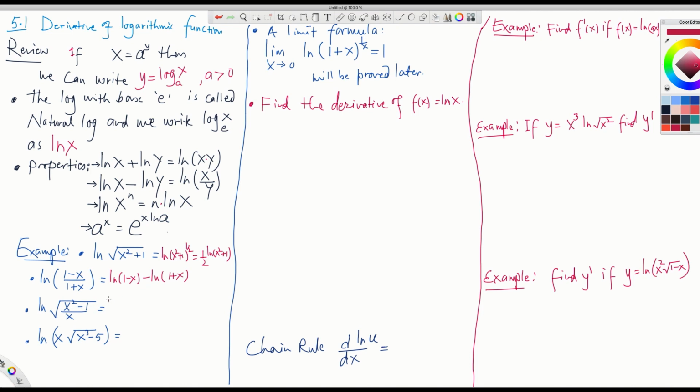You can write this as ln of x squared minus 1 over x to the 1/2, right? You can write 1/2 to the front and then write ln of x squared minus 1 over x. Now how do you simplify that? You can write basically 1/2, write down a bracket. This is a quotient, right? So you can write ln of x squared minus 1 minus ln x.